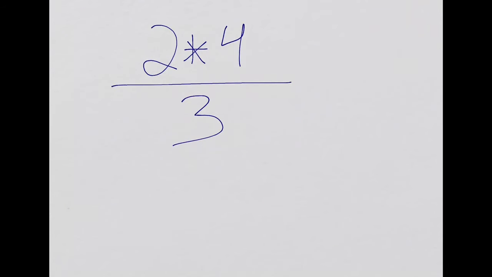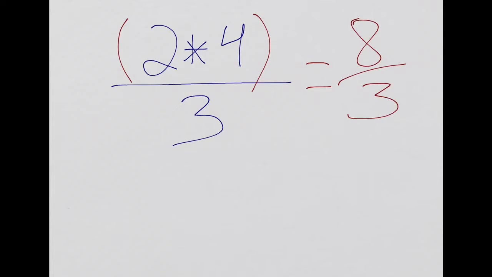The tricky part comes when we have fractions. If you see a fraction like this, 2 times 4 divided by 3, there are actually invisible parentheses on the top of the fraction bar. And that tells you that you should multiply before you divide. So in this case, we would take 2 times 4 is equal to 8, and then our answer would be 8/3.